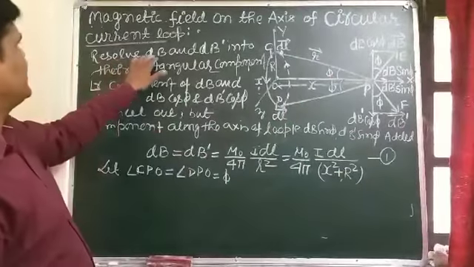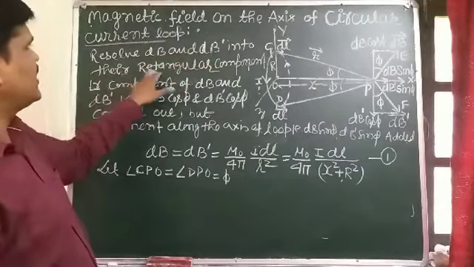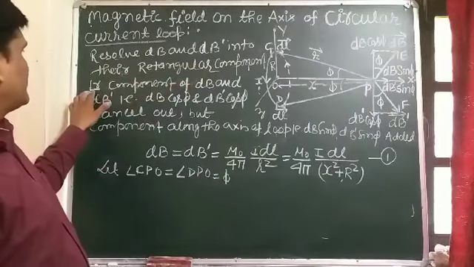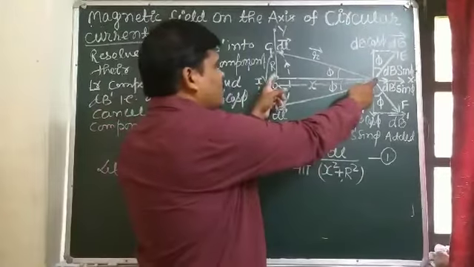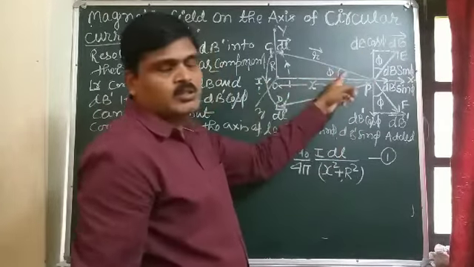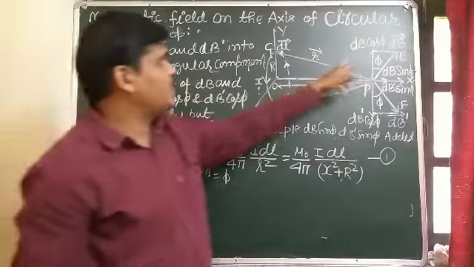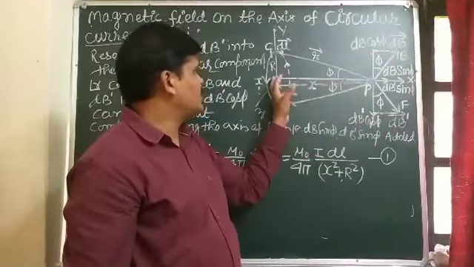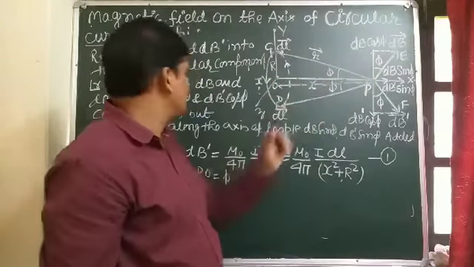So resolving dB and dB dash into their rectangular components, the perpendicular component of dB. Perpendicular component means what? The component perpendicular to the axis of the circular loop, of dB and dB dash, which is perpendicular to the axis of the loop.